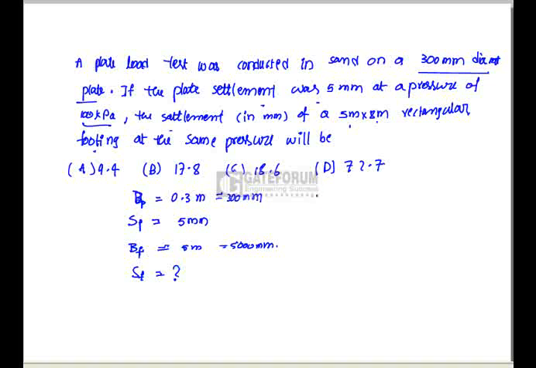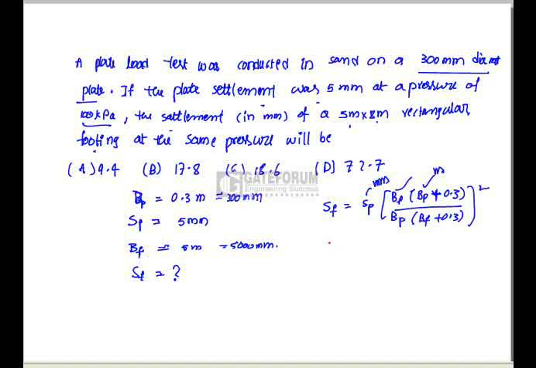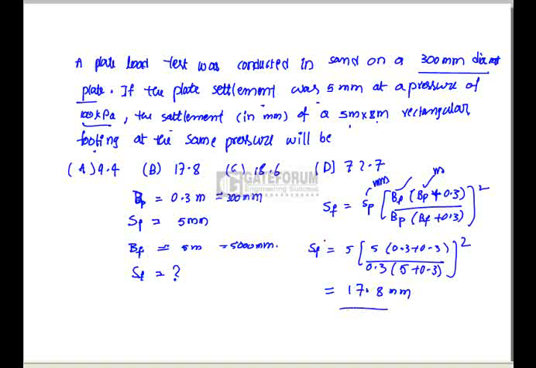We know the relation for the plate load test: settlement of the footing is equal to settlement of the plate into width of the footing into width of the plate plus 0.3 by BP into BF plus 0.3 whole square. Here the units have to be in meters and the settlement in millimeters. So SF, by substituting these values, 5 mm into 5 into 0.3 plus 0.3 divided by BP 0.3, 5 plus 0.3 whole square, that is equal to 17.8 millimeters. Option B is correct.